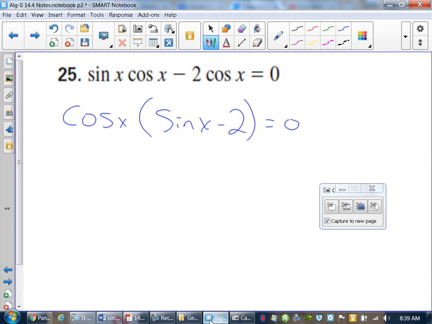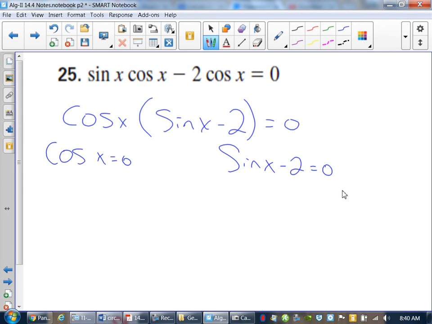And now you have 2 terms that you can set equal to 0. And you solve them independently. So you have a cosine of x is 0, and a sine of x minus 2 is 0. Add the 2, and it's asking you what angle has a sine value of 2. Well, that can't happen because sine is never greater than 1 or smaller than negative 1. So there is no solution here.